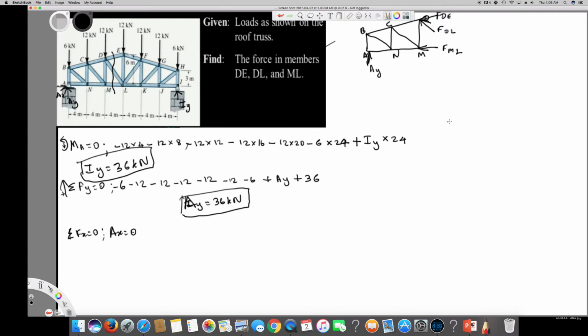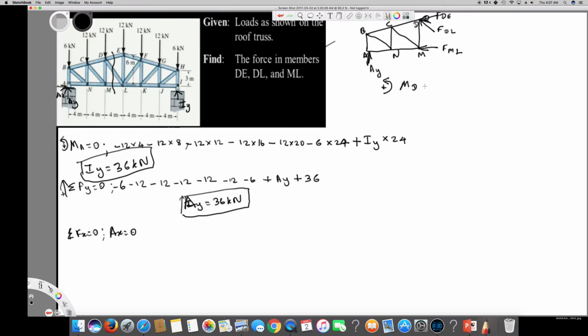So since we have this one here, if you see this FDE and FDL, two unknown forces, what I can do is take the moment around this part to calculate FML. If I take moment around D, this is D, we always take the moment around the point where there are too many unknown variables, so it's easy to get rid of them and solve the other parts, right?